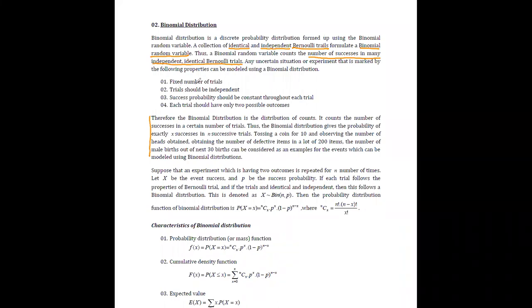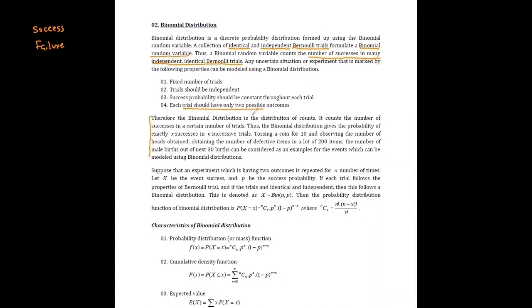And each trial should have only two possible outcomes. Even though the first three conditions are satisfied, if you have more or fewer than two possible outcomes, then you cannot model this using a binomial distribution. Therefore, each trial should have only two possible outcomes. Previously also we have said that those should be successes and failures. Therefore, these are the four conditions which should be satisfied if you need to model a variable using a binomial distribution. Here some examples are given.